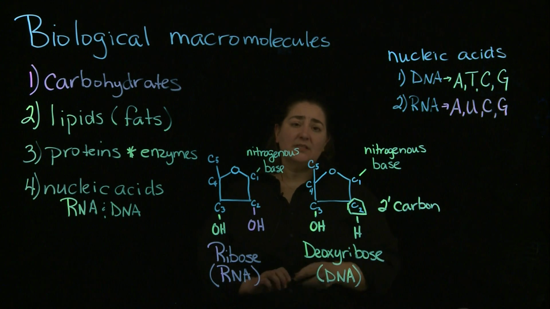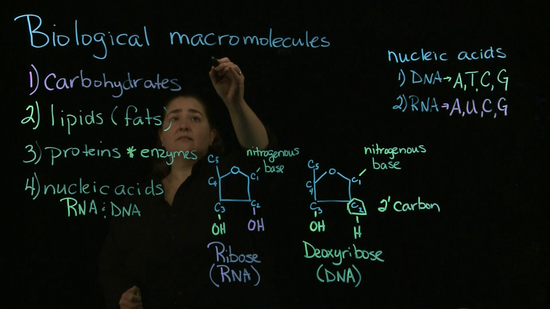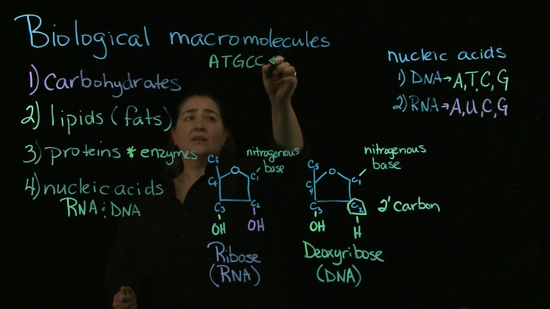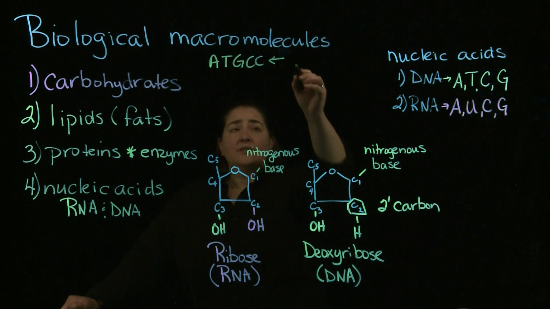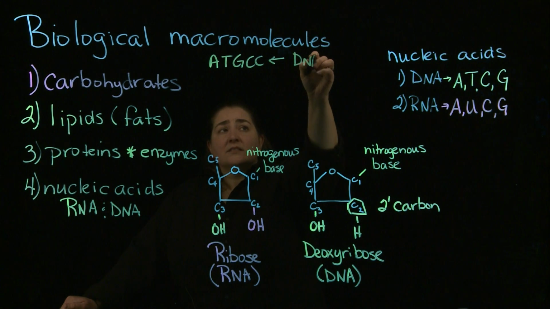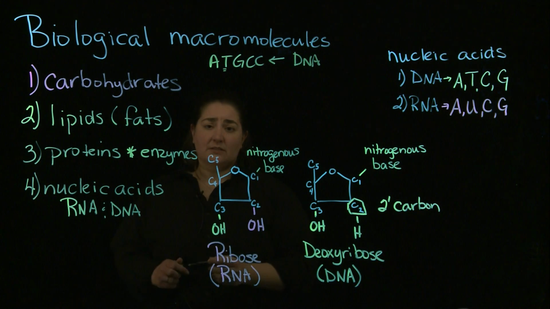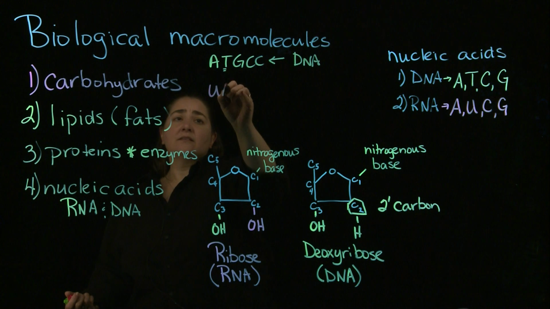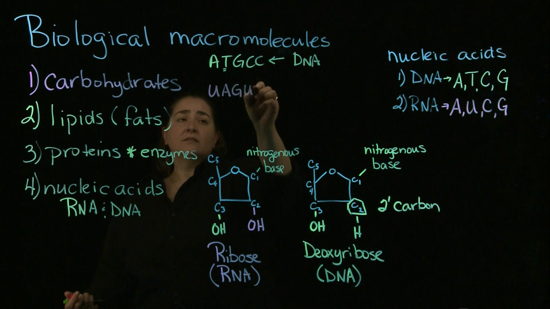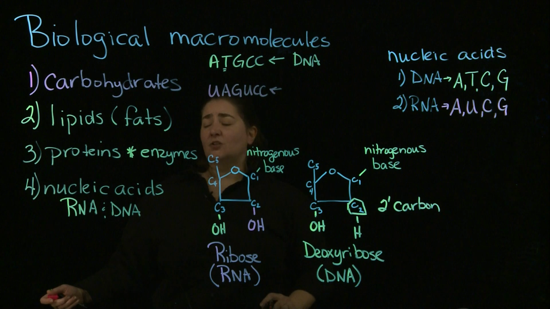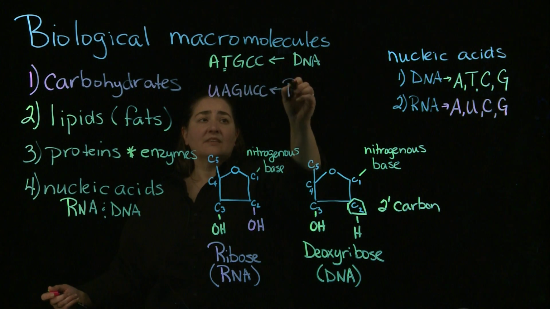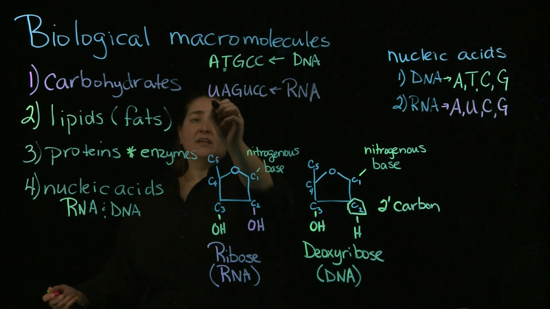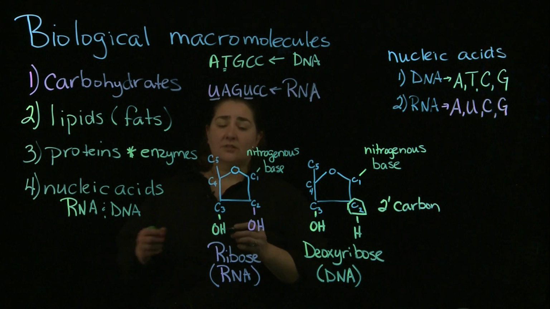So if I put up a DNA sequence for you to look at, and it has, say, ATGCC, you know that sequence has to be DNA because of that thymine that's there. If I put up a sequence that is UAGUCC, you know that has to be RNA. The giveaway on that is you've got a uracil there.